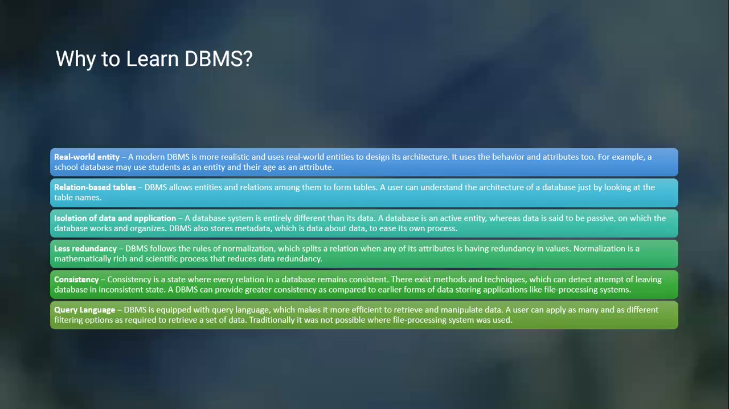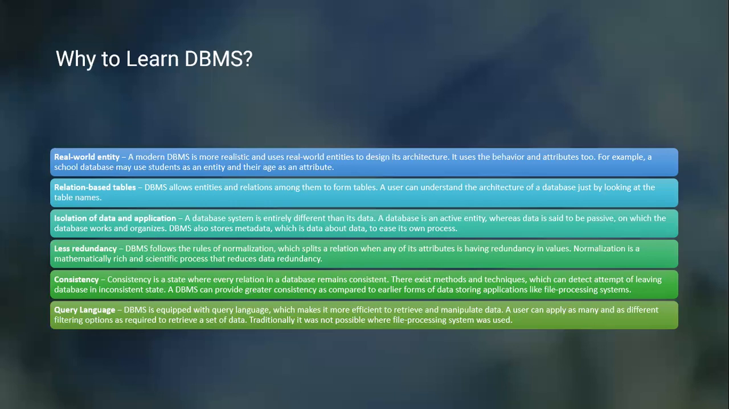Now, isolation of data and application means that a database system is entirely different from its data. Database is an active entity, whereas data is said to be passive, in which the database works and organizes. So, they store metadata. So, this metadata, the data about data, is used to ease its own processes.